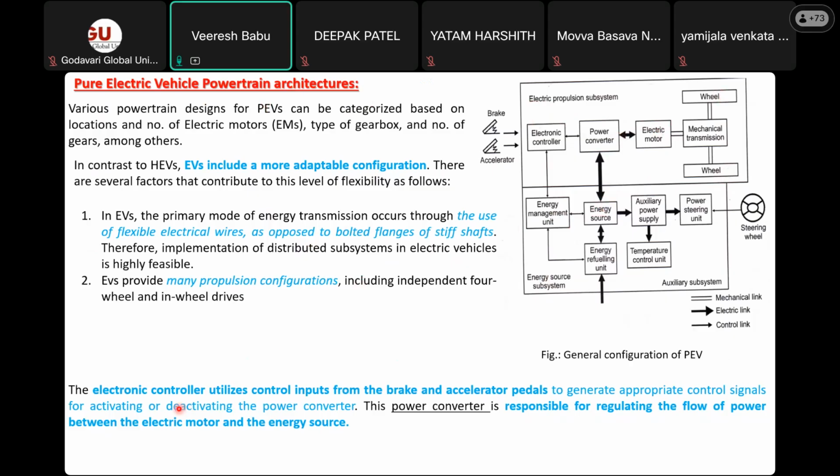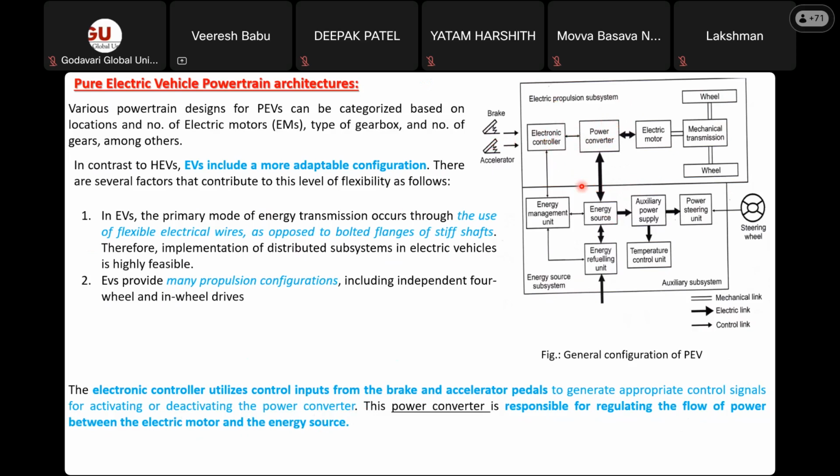Now coming to the electronic controller, its function is to utilize control inputs from the brake and accelerator pedals to generate appropriate control signals for activating or deactivating the power converter. This power converter is responsible for regulating the flow of power between the electric motor and the energy source. This is done by the electronic controller.